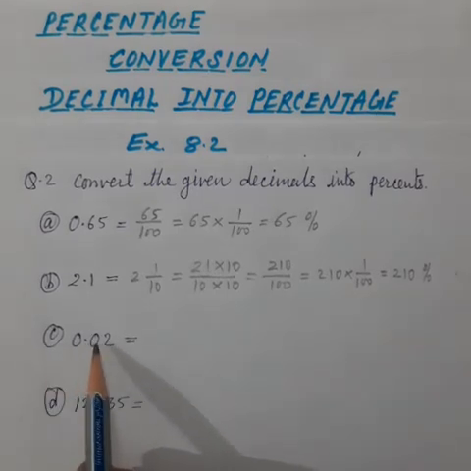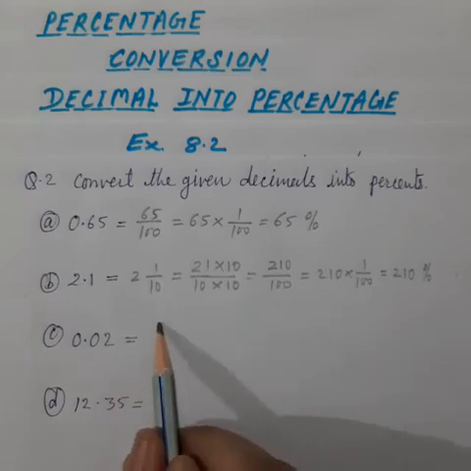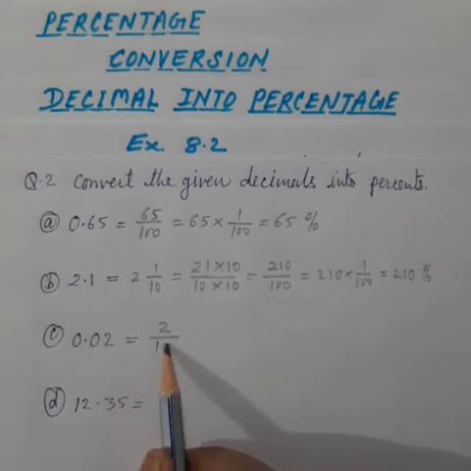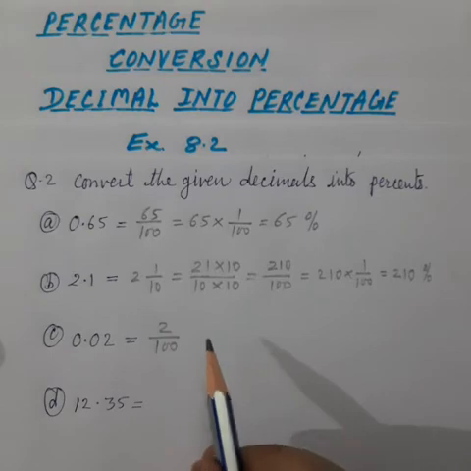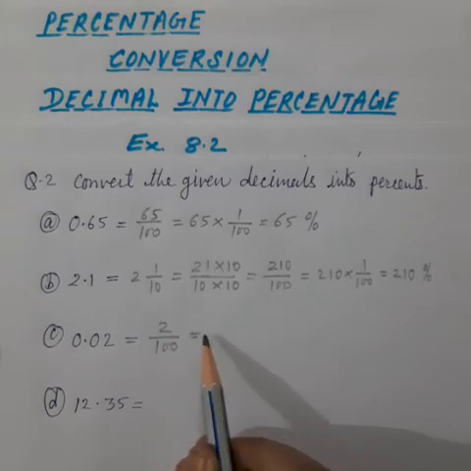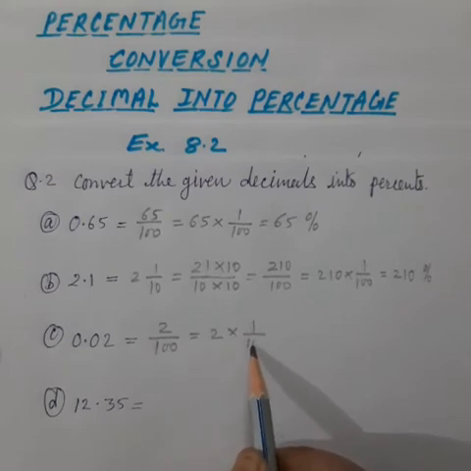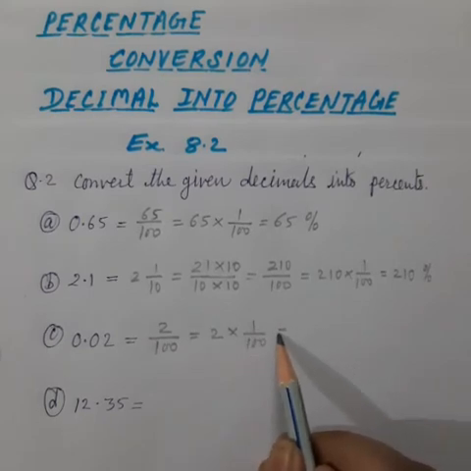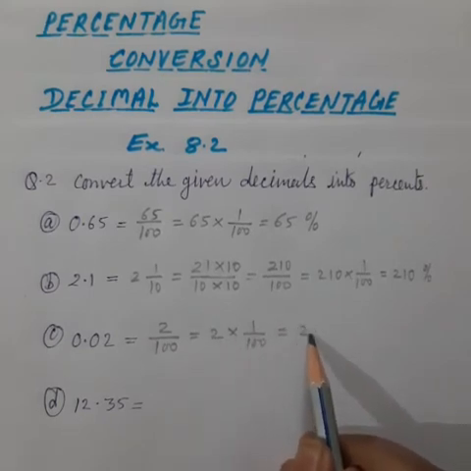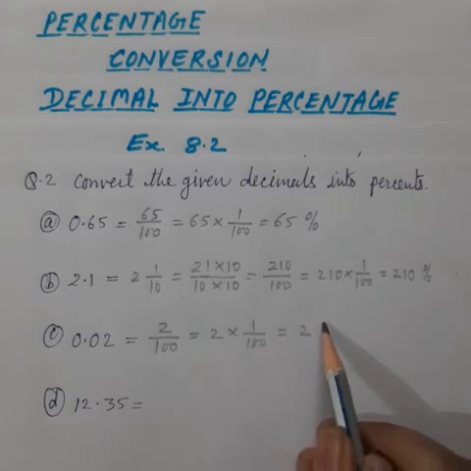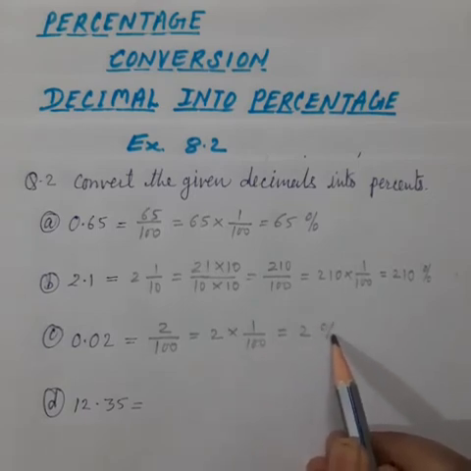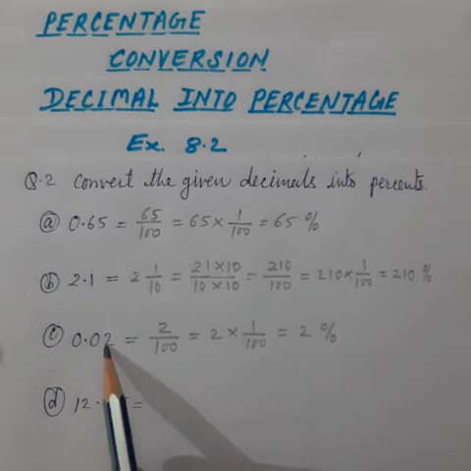C, 0.02. 2 is at the hundredths place. So the fraction is 2 by 100. The denominator is already 100. So we will write numerator 2 and denominator separately as 1 by 100. This 2 numerator, and for this 1 by 100 write percent sign. So 0.02 means 2%.